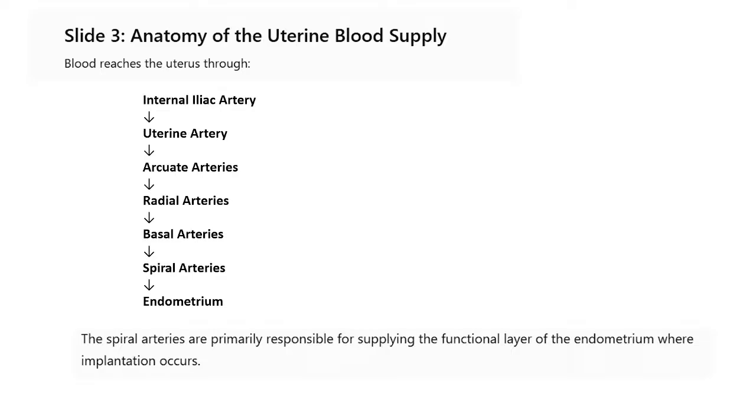So, let's recapture the anatomy of the uterine blood supply. Blood reaches the uterus through the internal iliac artery, then the uterine artery, then the arcuate arteries, then the radial arteries, the basal arteries, the spiral arteries, and then finally the endometrium. The spiral arteries are primarily responsible for supplying the functional layer of the endometrium, where implantation takes place. Then the basal layer is the support, the anchorage of the pregnancy itself.